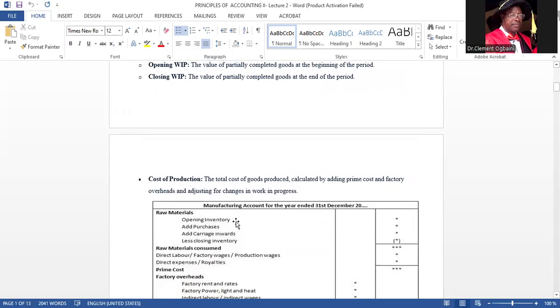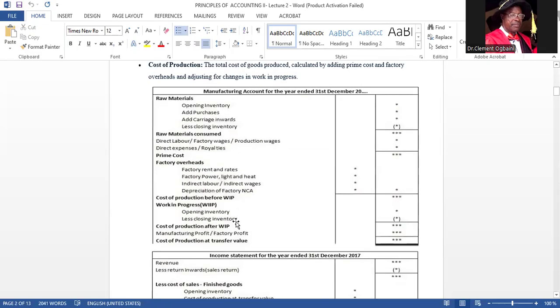Also, in manufacturing accounting, we must first of all get the cost of goods, the cost of production or the cost of goods manufactured. Remember, in trading profit and loss account, what we have is cost of goods sold. But in manufacturing account, what we have rather is cost of goods produced, or we can also call it cost of goods manufactured. And that cost of goods manufactured is made up of the prime cost and the factory overhead. And that is what we use to calculate the cost of goods produced.